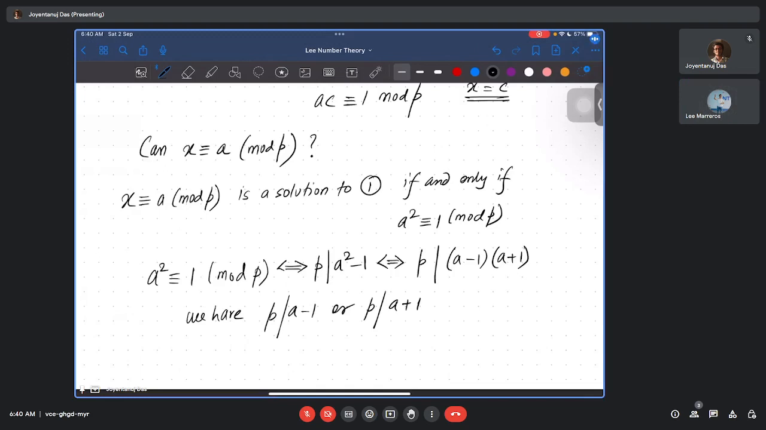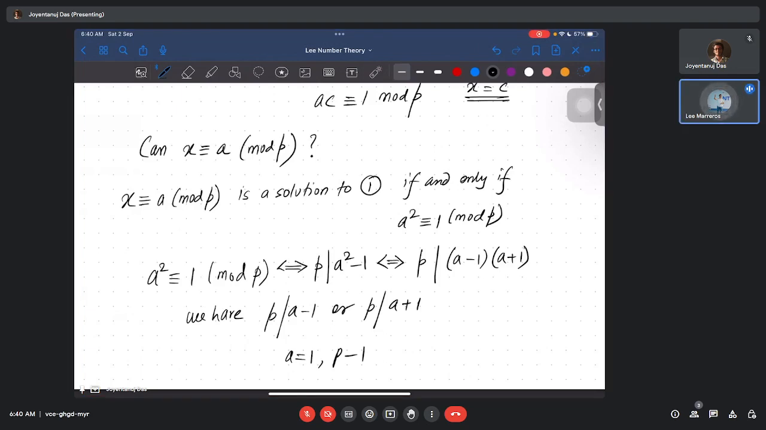Since a lies between 1 and p minus 1, the only possible thing is either a equals 1, where the first case will be 0, or a equals p minus 1. So these are the only two cases.